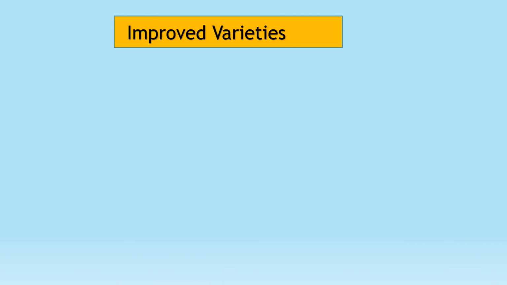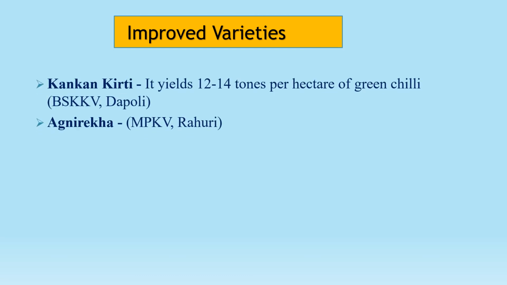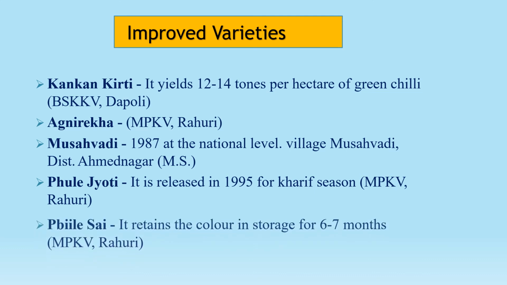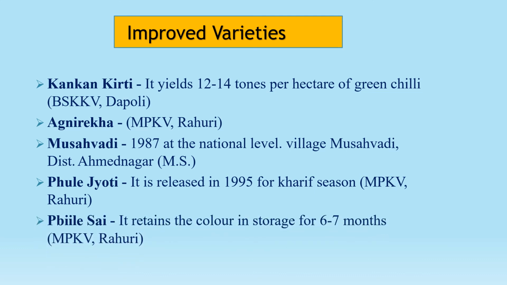Let us notice what are the improved varieties of the crop chili. Konkan Kirti yields like 12 to 14 tons per hectare of green chili, and Agni Rekha, you have like Musalwadi and Phule Jyoti. It was released in 1995 for Kharif season, and Sai retains the color in storage for 6 to 7 months. These are some of the improved varieties of the chili crop.